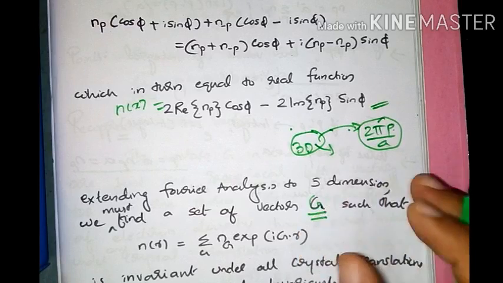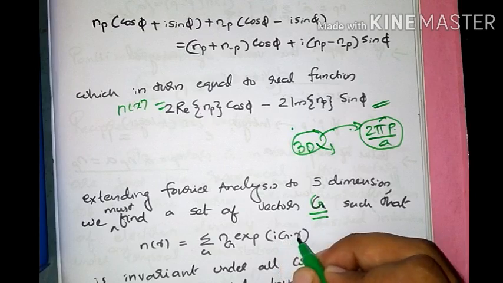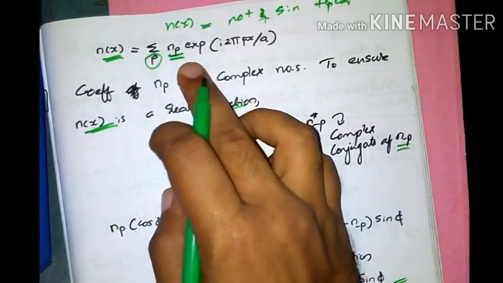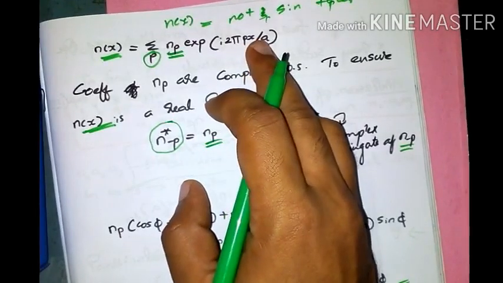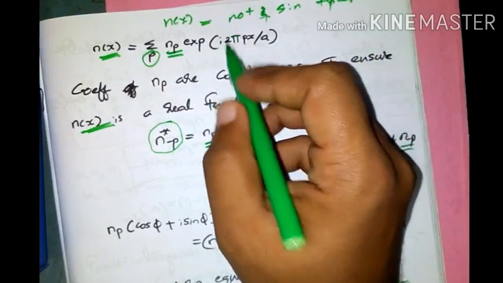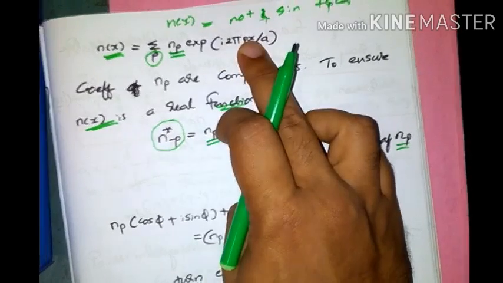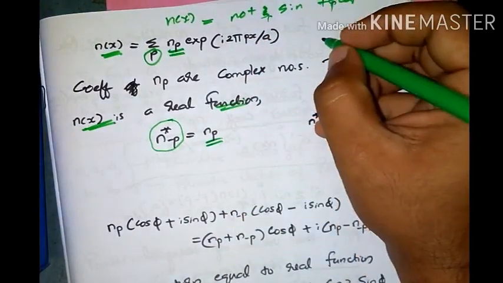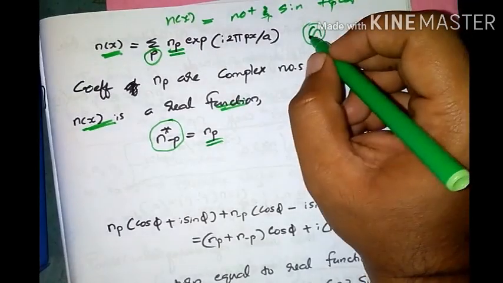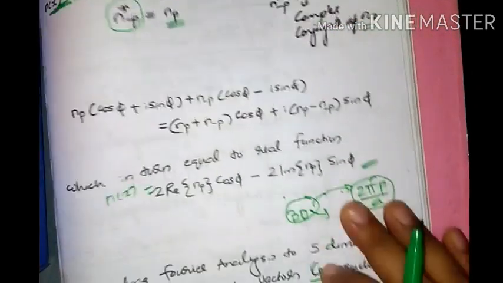Okay, reciprocal lattice vector G such that n of r is equal to the summation over G of ng exponentially e raised to i G dot r. So we have seen this equation before. ng is equal to np, e raised to i 2 pi p x by a. So here 2 pi p by a denotes the reciprocal lattice point. So instead of 2 pi p by a, we must find a vector G in the reciprocal lattice corresponding to the 3 dimensions.